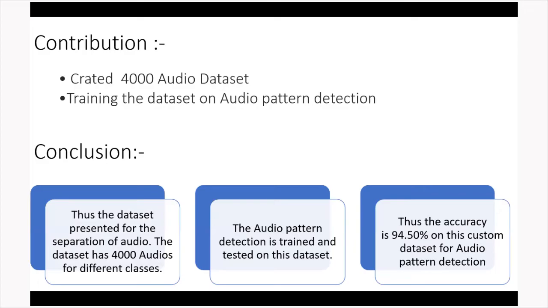And for my contribution, I collected a 4,000 data set and trained it on the CNN model. From this, I can conclude that this is a very useful data set, and the accuracy of the data set on this model is 94.50%.